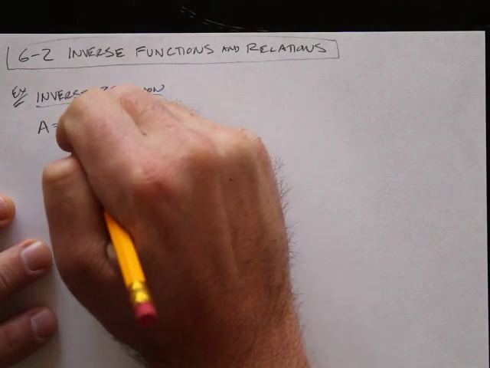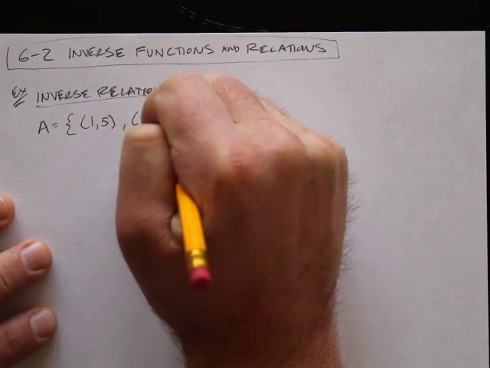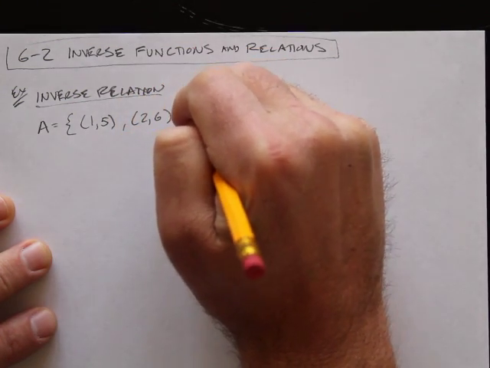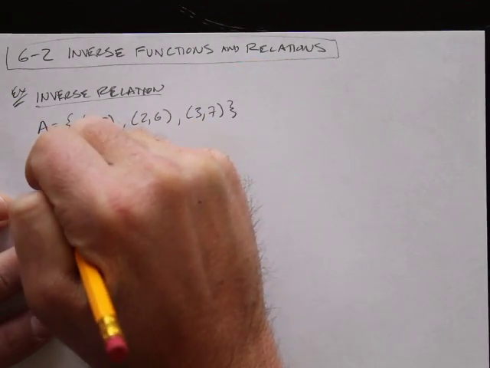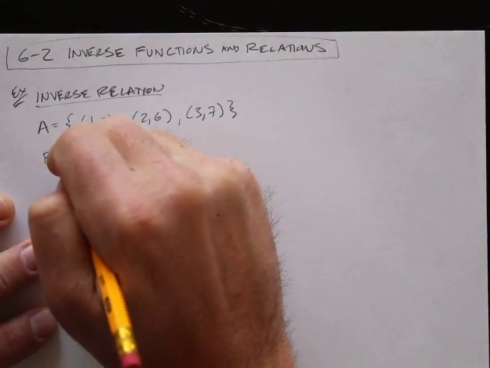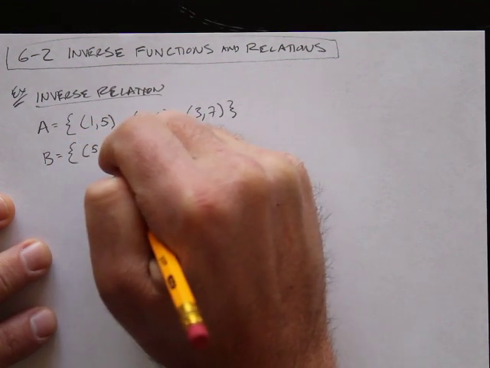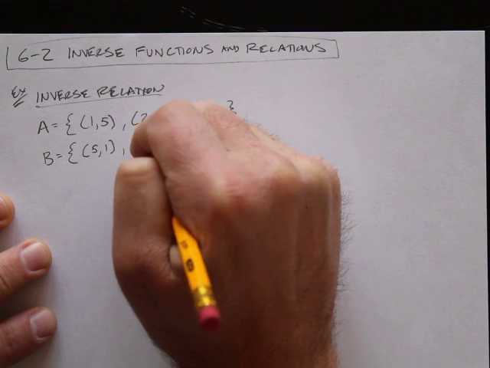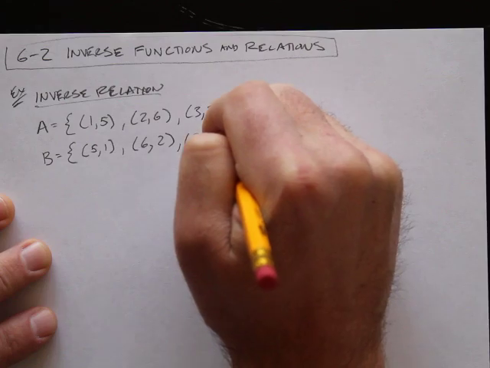A equals 1, 5, 2, 6, and 3, 7. And here's my inverse relation. 5, 1, 6, 2, and 7, 3.